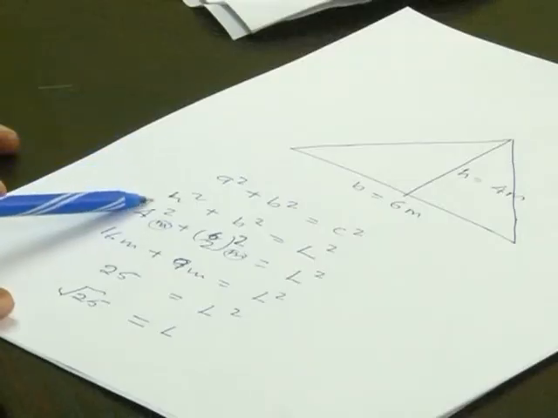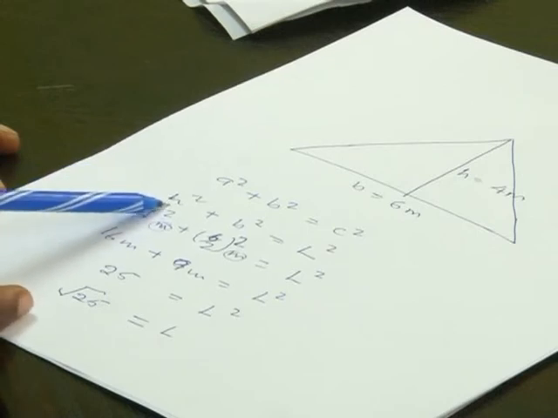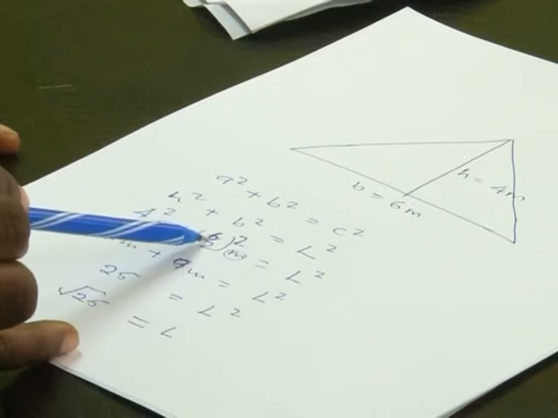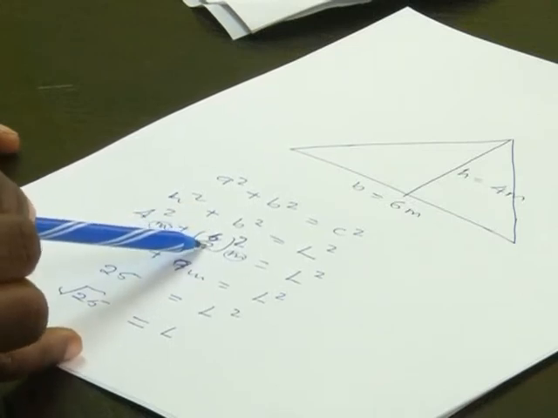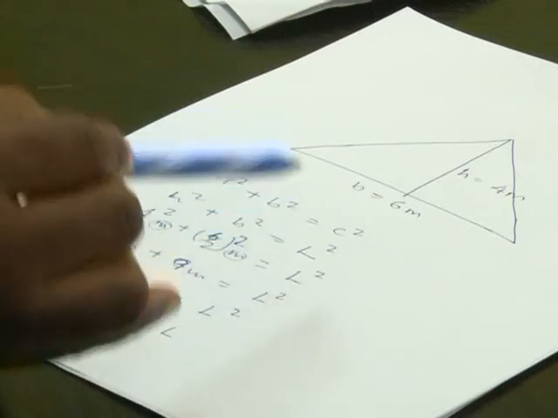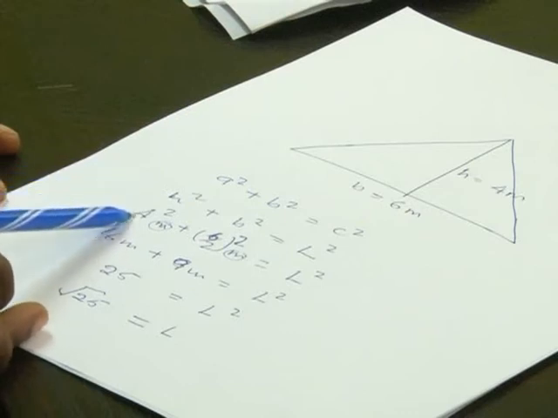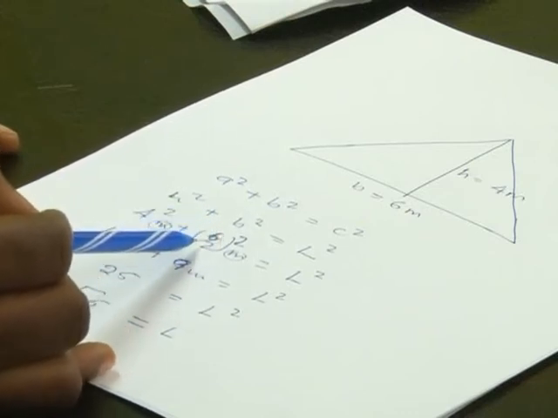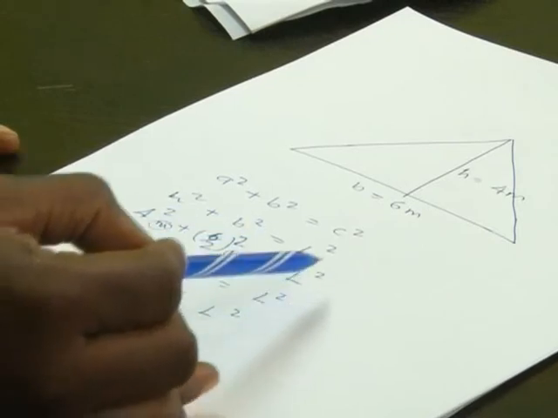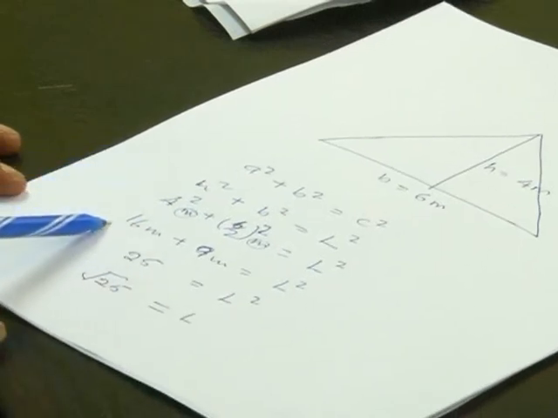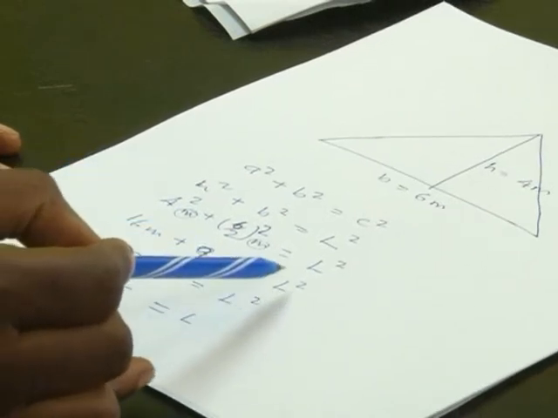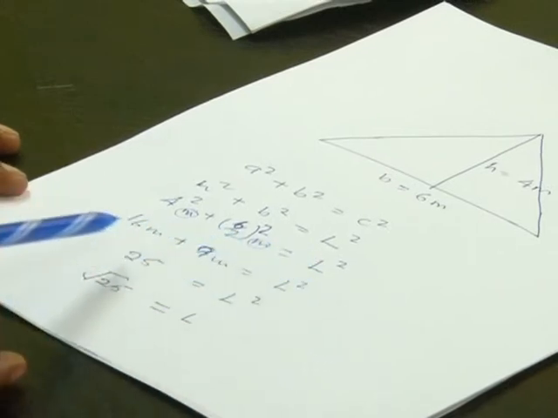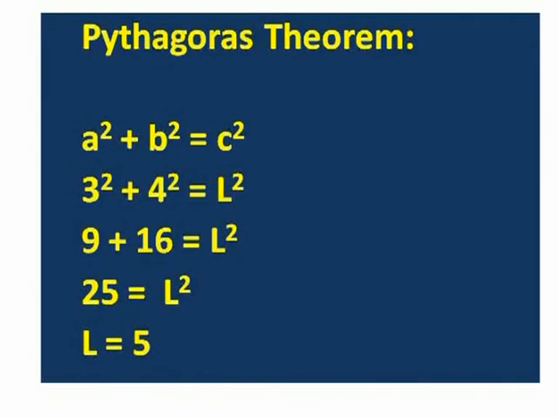We add up the square of the measurement of height and the square of a half of the measurement of the base to get the square of the measurement of your length. That means 4 squared plus 6 over 2 squared is equal to the square of your length. It means that 16 plus 9 is equal to the square of your length. Hence, 25 is equal to the square of your length. It means that the length of your iron sheet is the square root of 25.